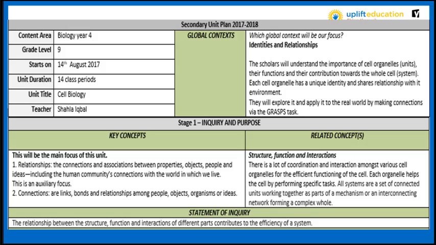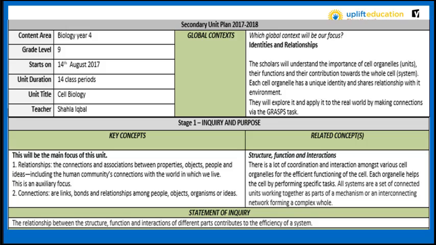A unit plan consists of 3 parts. Before we start exploring the 3 parts, let's talk about what a unit plan is. It is how we begin planning for a unit. It includes a vision for what we are going to teach over a few weeks around the central topic, in this case, cell biology. It covers the knowledge and skills that we are going to teach and how we are going to teach them.